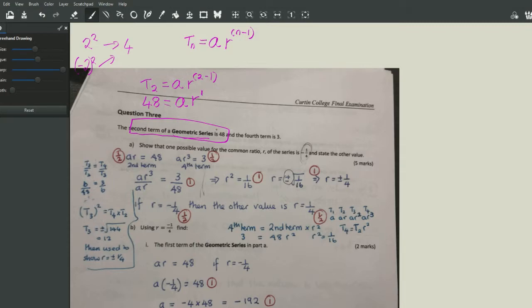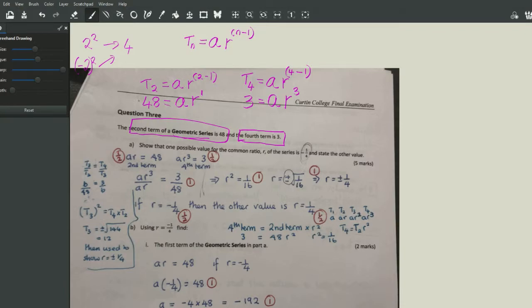We do this again for the other bit of information in the question. The fourth term is 3. So again, T4 is equal to our first value times the ratio to the power of 4 minus 1. The fourth term we've been told is 3, so we can write that in there. Our first value is something we still don't know yet, so it's still a. Our ratio is the thing we're looking for, so it's still r, and 4 minus 1 is 3.